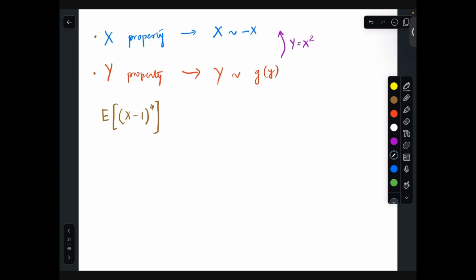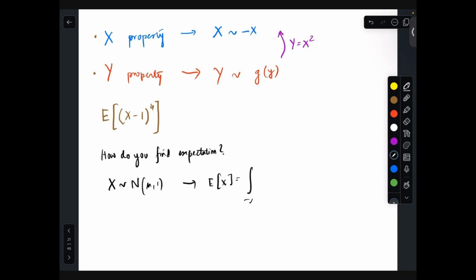So the first natural question is, how do you find expectation? You find expectation if you know the distribution of x, let's say normal mu comma 1, then you define expectation of x as the integral from minus infinity to infinity of x times f of x dx, and then you find it. Simple, right? This is quite interesting. And next, I will say it's called LOTUS, the law of the unconscious statistician. What does it tell you? It tells you that even without finding the distribution, you can find it. How?